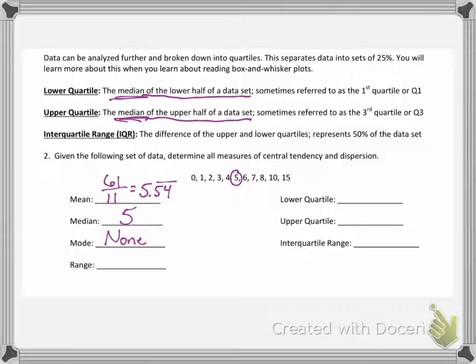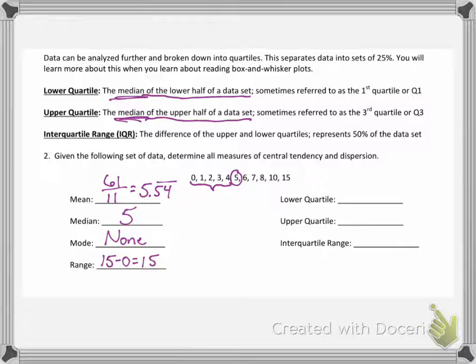Range, again, biggest minus smallest number, so 15 minus 0. My range is 15. So now let's go ahead and find the quartiles. So the lower quartile, again, we look to the left of the median. So that does not include the median. We look solely to the left of it.